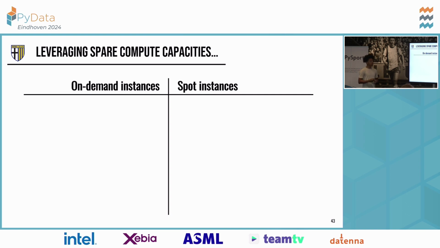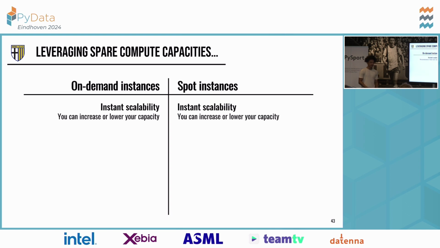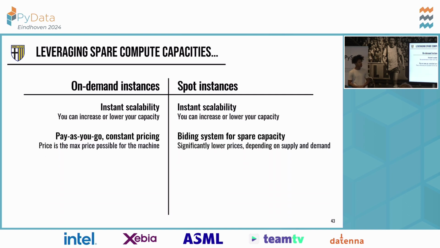Cloud providers have two distinct offers for machines. They can either be on demand or spot. Understand that these are the same machines, it's just two different offers. In both cases, you can scale your capacity instantly, meaning that you can increase it or lower it whenever you want. But the main difference lies in the price, because for on-demand, you have a fixed price per second, and you pay for how long the machine was on.